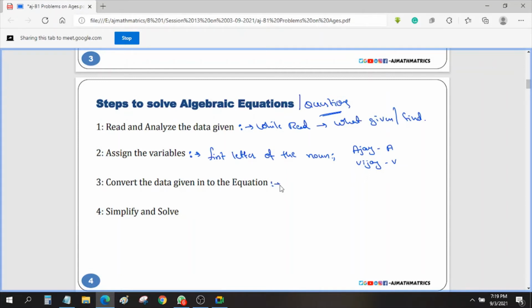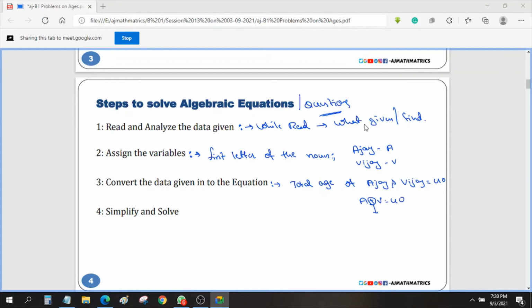And when it comes to the third point, convert the data into the equation. Now how do we convert the data into the equation? Okay, now I already told you, like, the total age of Ajay and Vijay. So Ajay and Vijay is 40 years if it is given. Then how do we convert? A plus V equal to 40. Now, who told you to take plus here? Okay, who told you to take plus? See, when you see the term total, what does it mean? Total means the summation of those two persons, that we can understand.